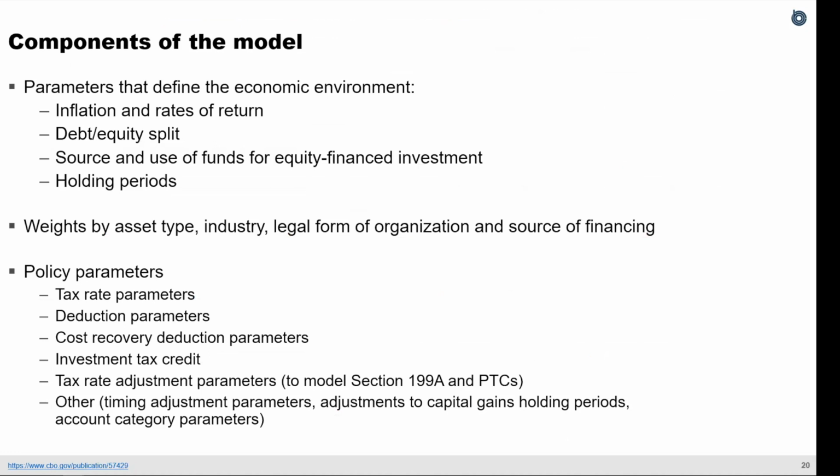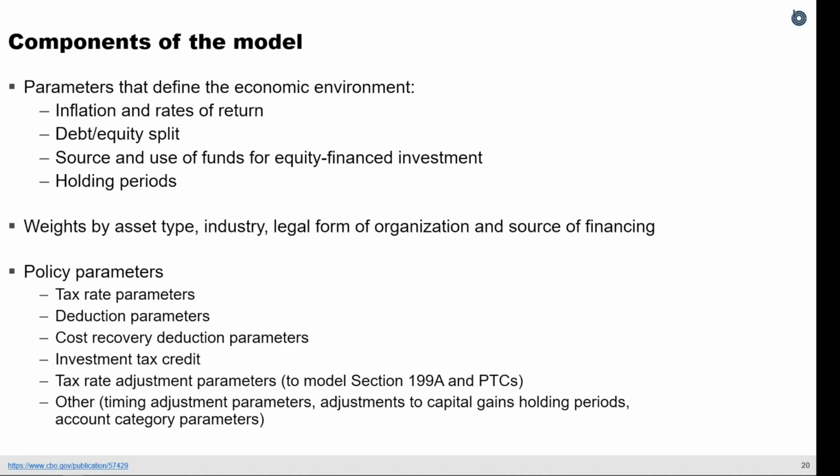So that's a subset of the output that the model produces, but let's talk a bit about the components of the model. So there are many components. There are some parameters that define the economic environment. Some of those parameters are listed here, and those you can change as well. They're available on GitHub, and those values. Some of them receive a frequent update, like the inflation and the rates of return.